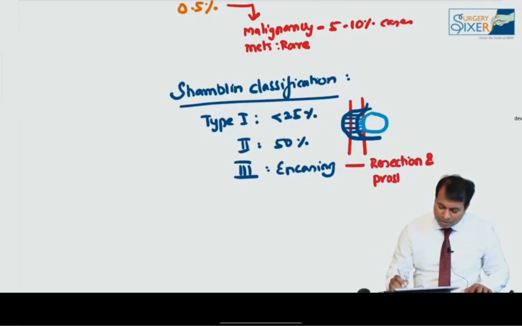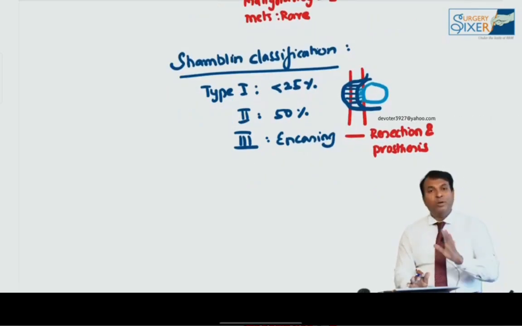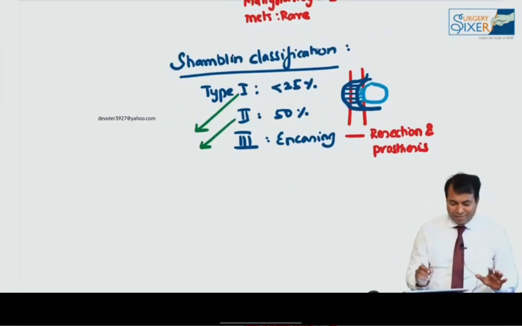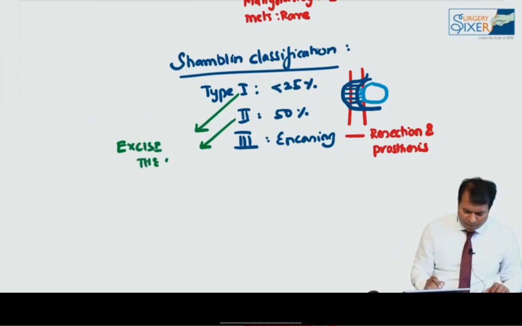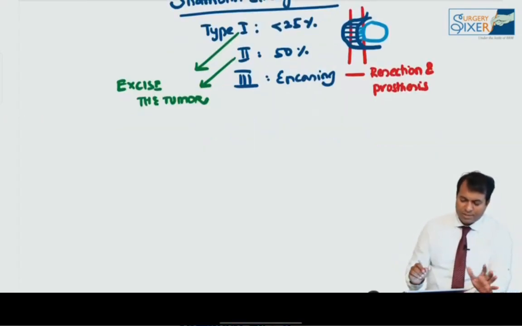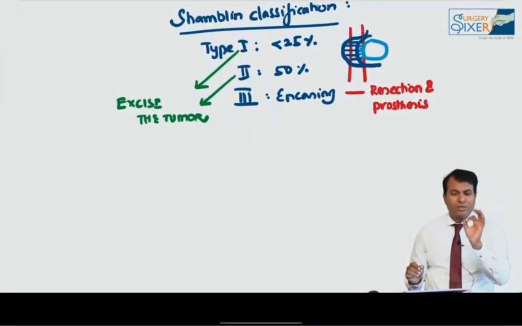Resection and prosthesis for the carotid artery will be needed only for type 3 cases. For types 1 and 2, no need to resect the vessel, only excise the tumor. Type 3 will need resection and anastomosis. This is not a PG level question, not Bailey or Sabiston, it is a super specialty question. Just know the name, Shamblin classification.